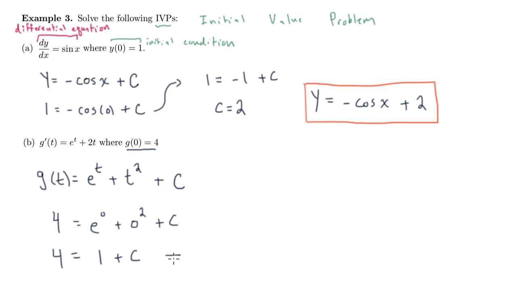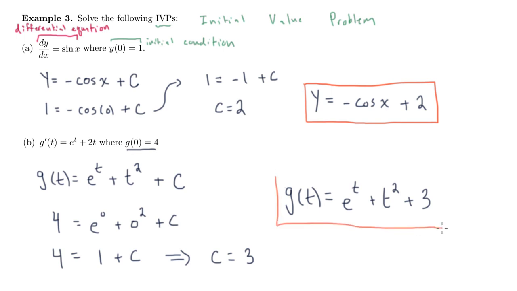So then looks like c should be 3. Alrighty, but that means that our function g of t, the specific antiderivative we're looking for, is e to the t plus t squared plus 3. And again, you can verify that this really does satisfy the differential equation. Its derivative is e to the t plus 2t, and g of 0 is equal to 4.